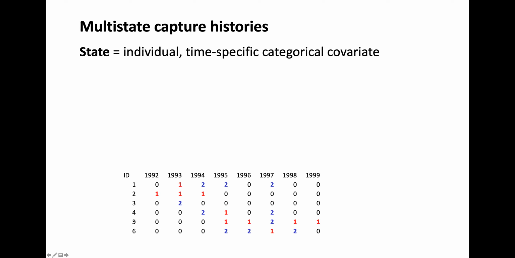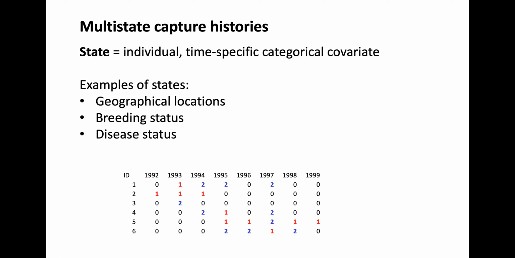Here is an example of a multi-state data set. We have 6 individuals here, and they have been monitored from 92 to 99. Individual 1, for example, was first encountered in 93, in site or state 1, and then recaptured in 94 in state 2, and so on. So it's basically the same data as before, except that now we record the state in which you've been recaptured.